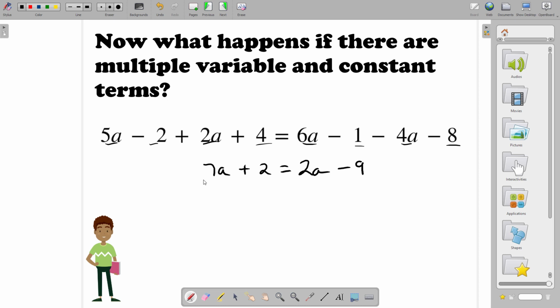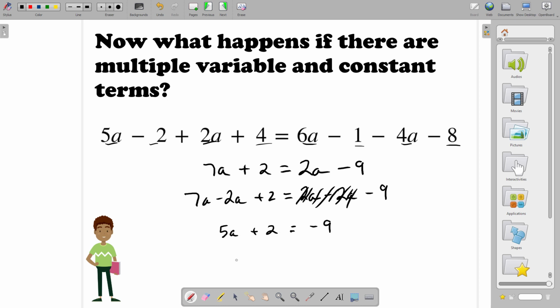Now I need to get the a terms on the same side, so I'm going to take this side and subtract 2a. It doesn't matter, I could take this side and subtract 7a. I typically look and see which of the variable terms are smaller and get rid of it, but either way it does not matter. But if I subtract 2a on the right, I need to subtract 2a on the left. The 2a's add out, leaving me with negative 9. 7a minus 2a is 5a plus 2.